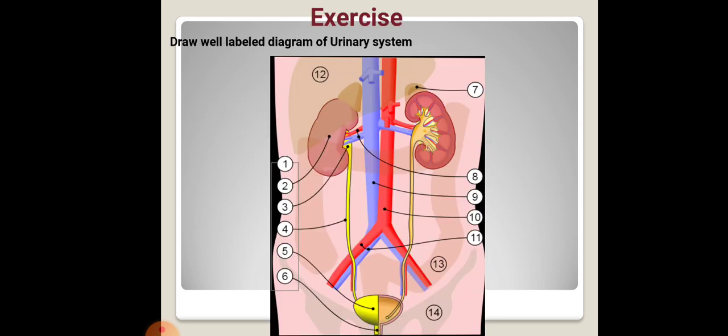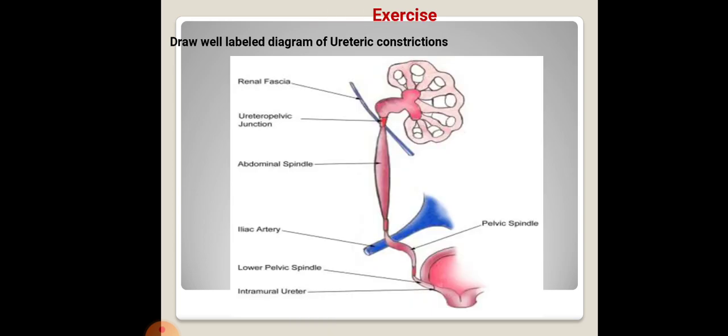Next is the exercise for your file. You have to draw this diagram and label all the structures which are demarcated and numbered in this diagram. This is the next exercise for you. You have to draw again this diagram in your files and discuss the narrowings of the ureter, that is ureteric constrictions. So this completes your topic, the anatomy of the ureter.